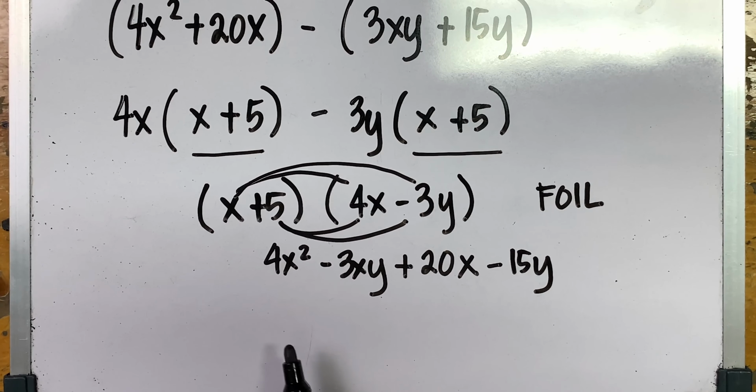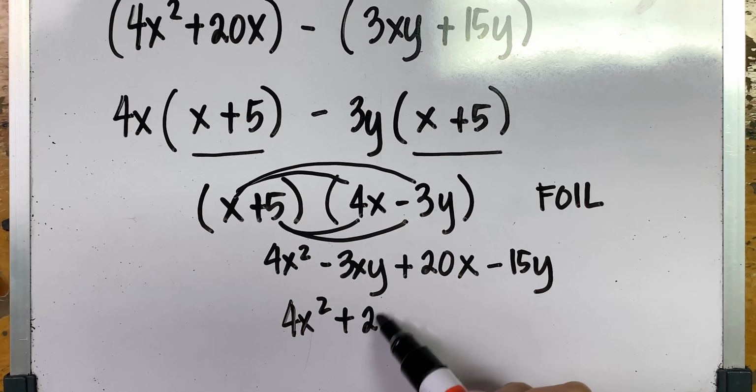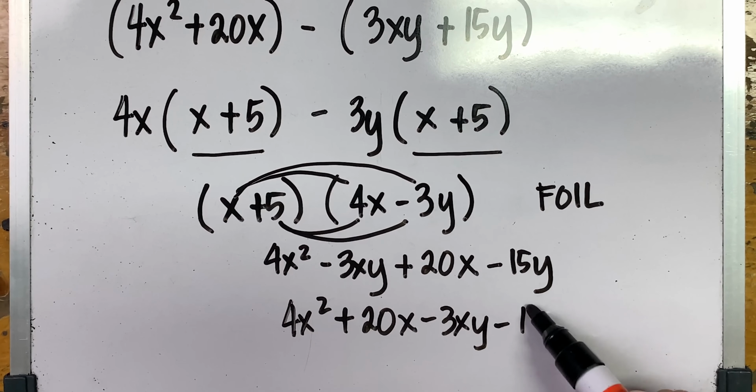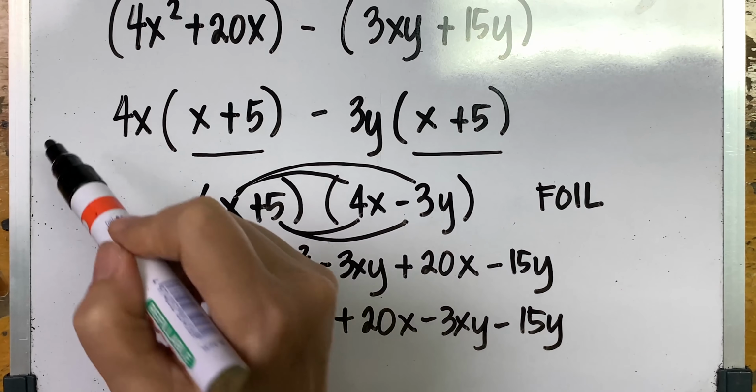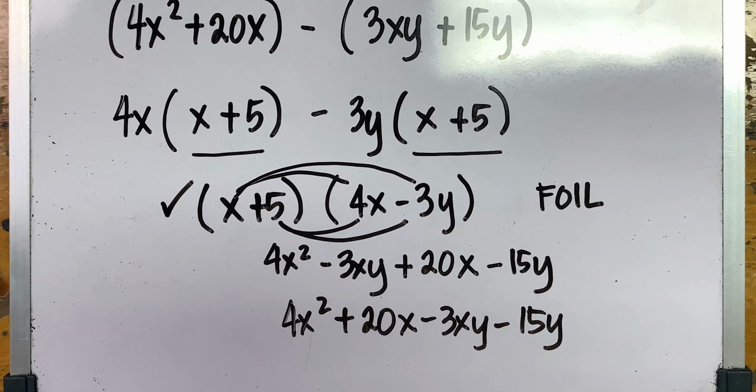Now, check natin kung tama, kung pareho dun sa given. Kailangan lang natin i-rearrange ito. So, it will be 4x squared plus 20x minus 3xy minus 15y. So, therefore, tama ang sagot natin na factor.